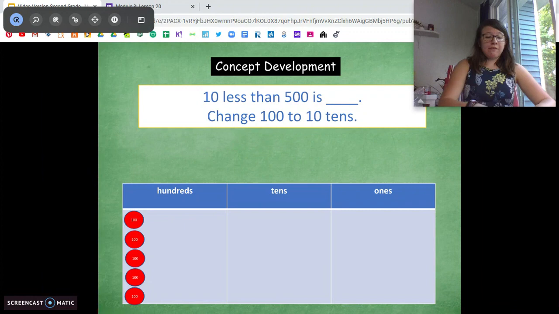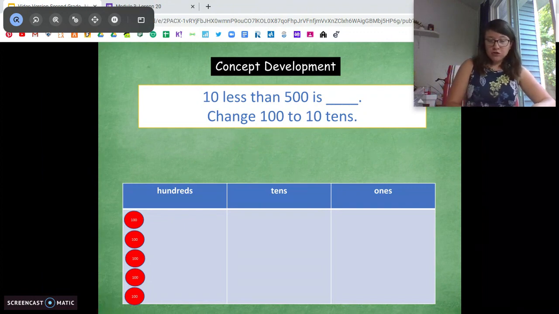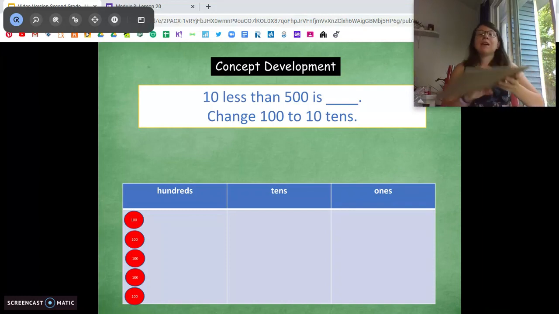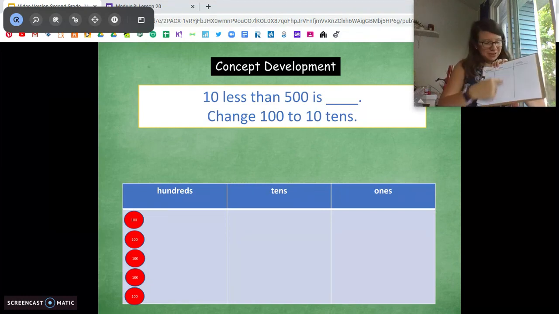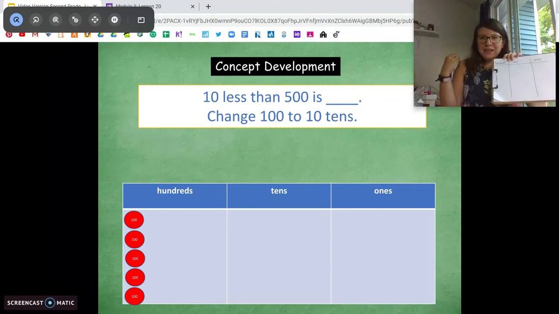So you should have 500 in your hundreds spot on your place value chart. I want to know what 10 less than 500 is. Now, can I just take one of the hundreds discs away? Is that going to give us 10 less? No, right? Because our tens are over here. If I take a hundreds disc away, I get 100 less.